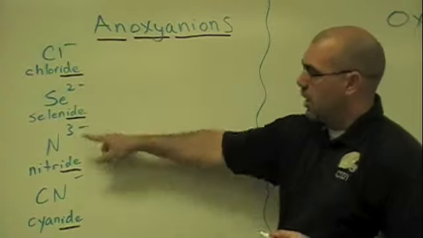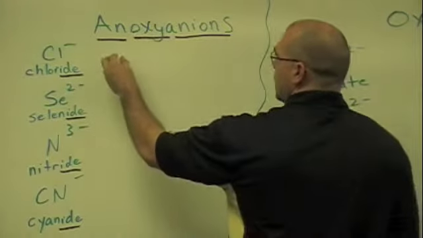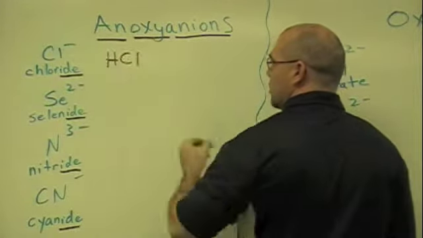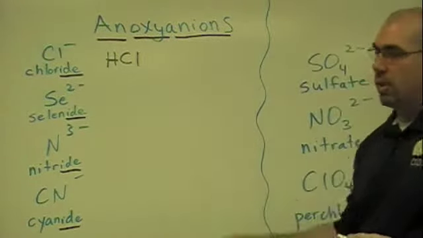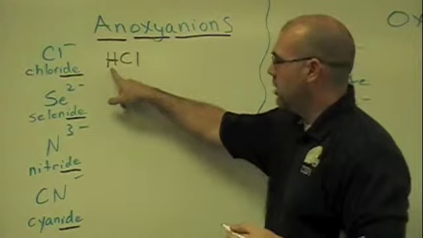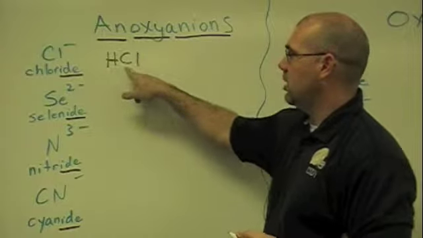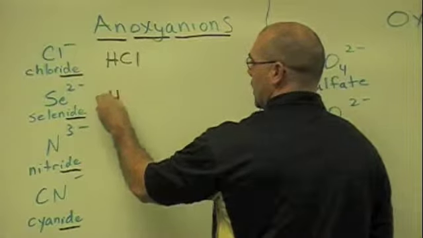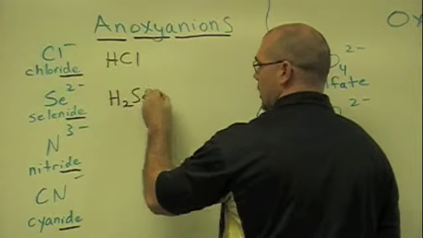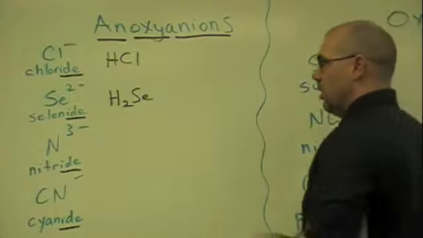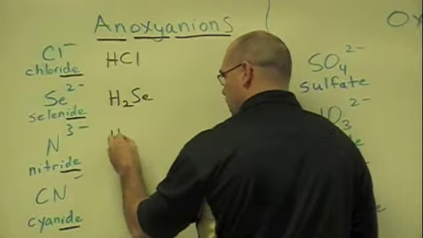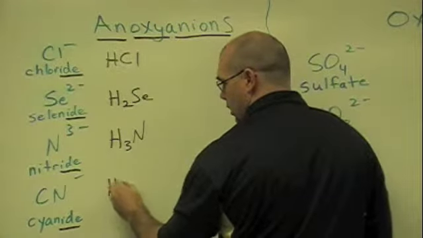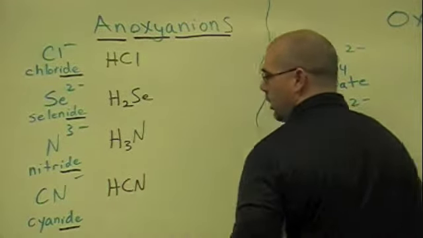Now their charges matter because when they become an acid, the number of H pluses that combine with them to form the acid is determined by their charge, to create an overall charge of 0 in the end. So H has a charge of +1, Cl is -1, they go together perfectly that way. Selenide needs 2 H's with it to create an overall charge of 0. Nitride needs 3. Cyanide only needs 1.